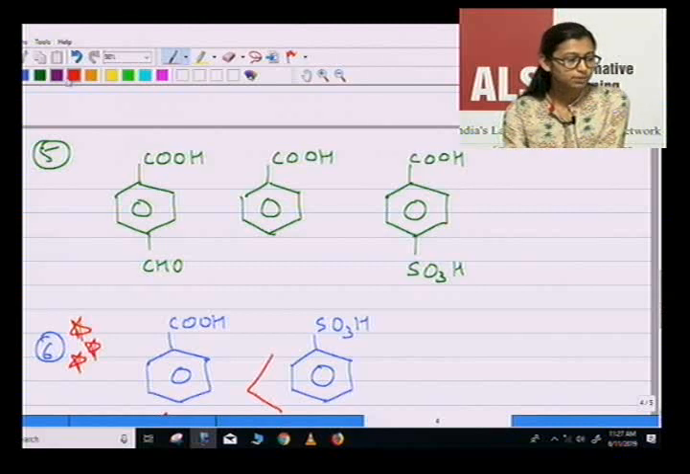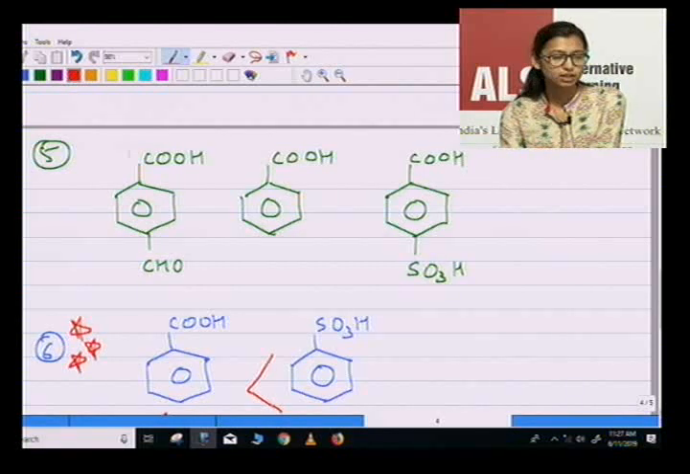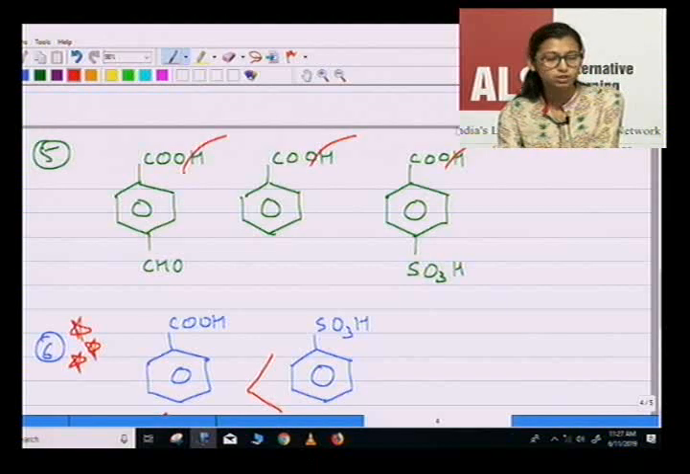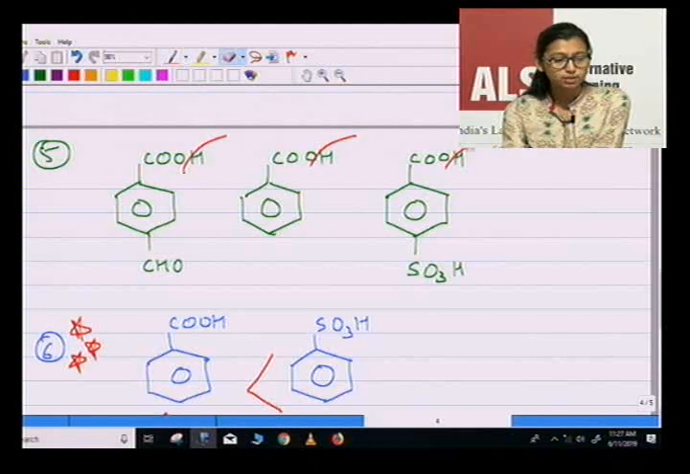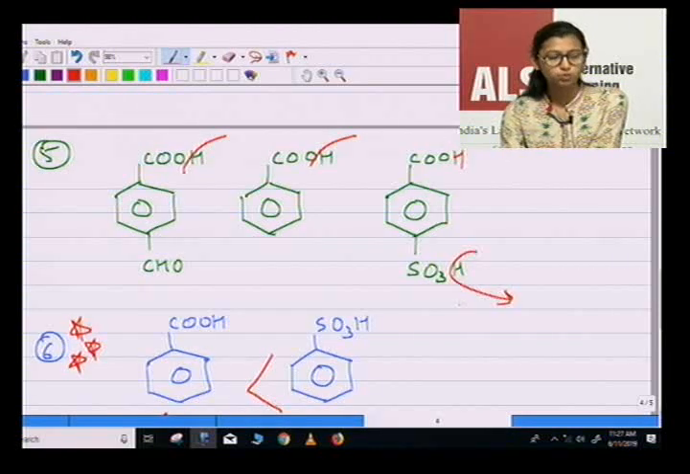So always remember, many students make this mistake. They will remove this H plus, this H plus, this H plus. This is wrong. Why would this H plus go? The more acidic one will go first, no? So this will go first, okay?